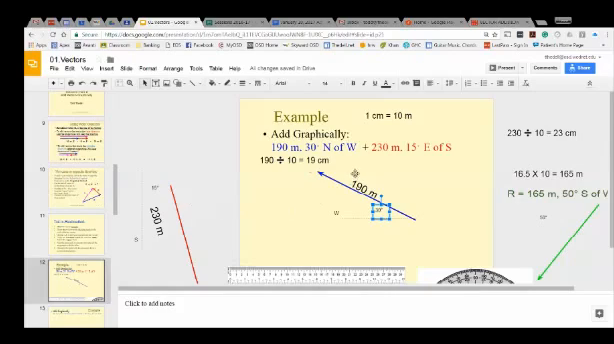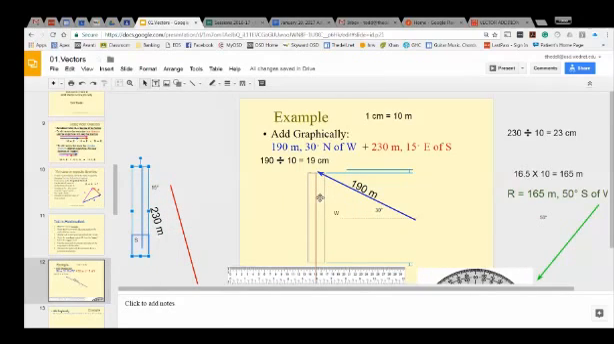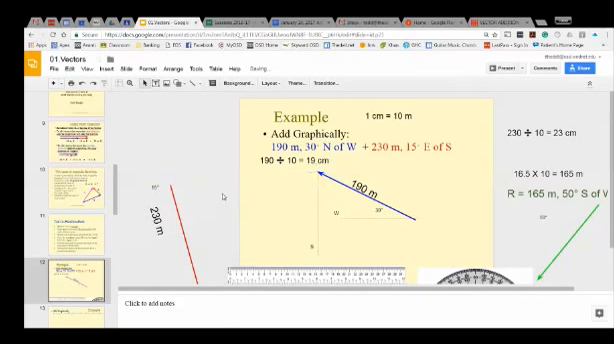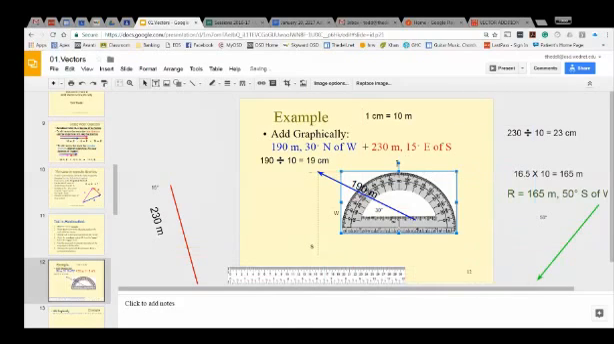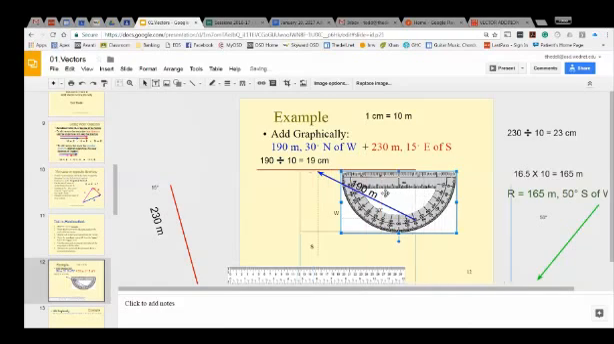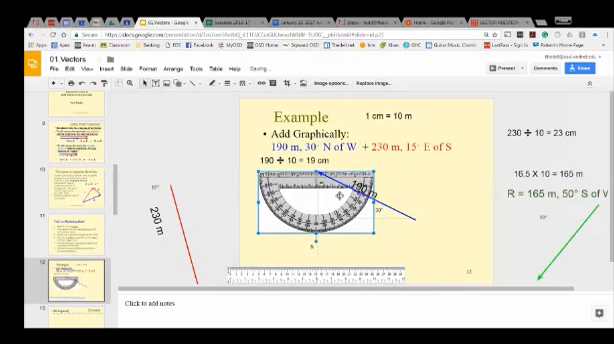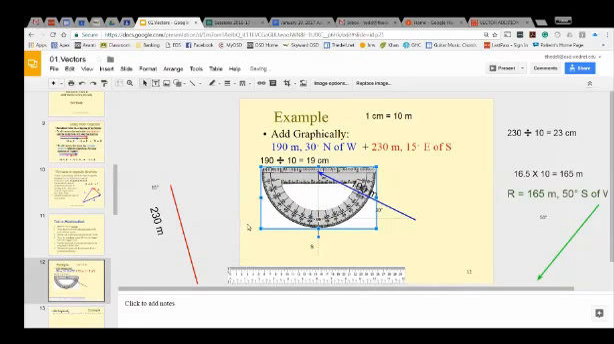Okay, so now I'm going to take the next one, the 230 meters at 15 degrees east of south, and I'm going to draw that. So my reference line is, of course, the south line. So I'm going to put that reference on the end of my last vector. So now I'm going to measure my angle from that reference because I want to put it right here. It's a 15-degree angle. So I take my protractor and I'm going to put it on the end of that reference very carefully. Measure that with accuracy.